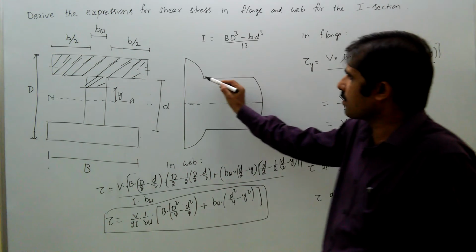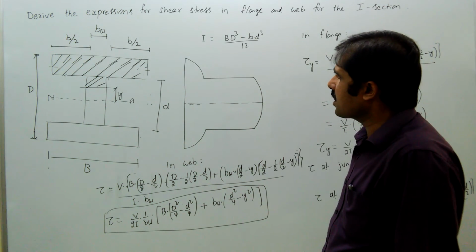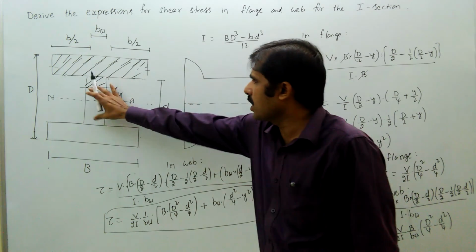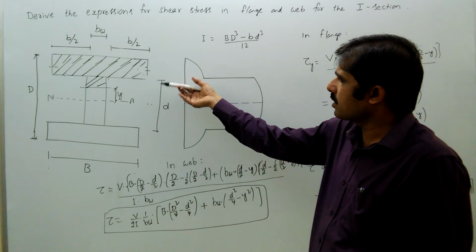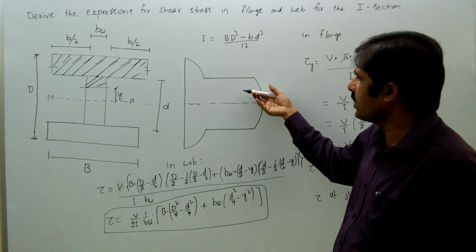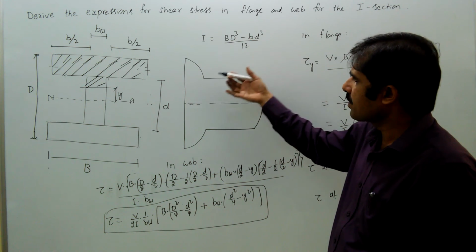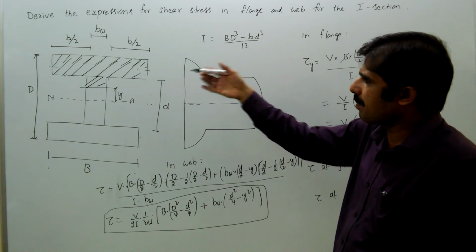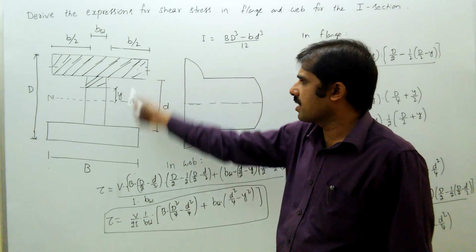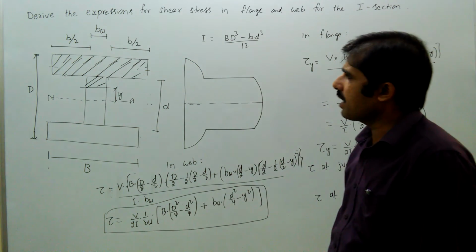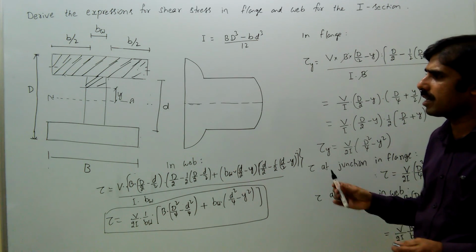It suddenly changes from this value to this value here, and most of the shear will be taken by web only in I section. The percentage of shear resisted by the web is around 90 to 95%, or 98% also sometimes. So the shear resisted by the web is more than 90%, and the shear resisted by flanges is only 10%. That's why in I sections the web design is very important in case of shear.